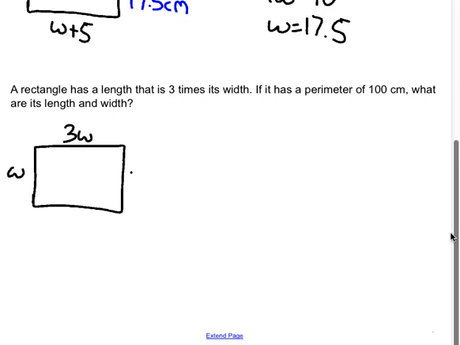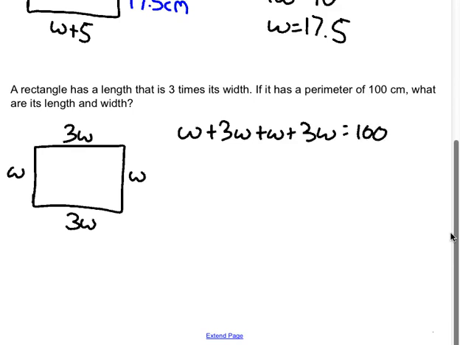So that means this is going to be W. That's going to be 3W. And now the perimeter, once again, the perimeter is the entire way around. So what it means is I'm going to add all of those up. And that's going to equal 100.